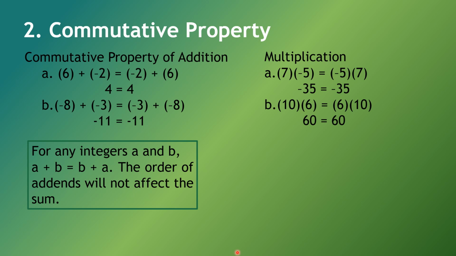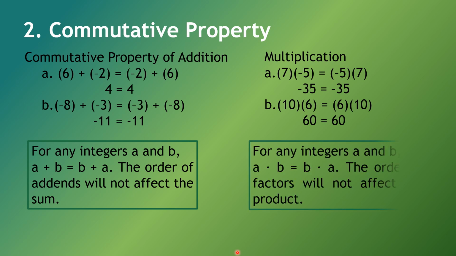So what is commutative property of addition? What is the commutative property of multiplication? For any integers a and b, a times b is equal to b times a. The order of factors will not affect the product. So katulad sa addition, kapag pinagpalit ang posisyon ng a at b sa right side ng equal sign, hindi magbabago ang product.